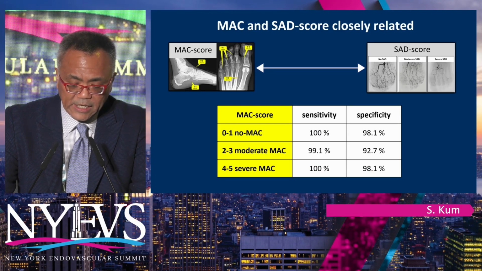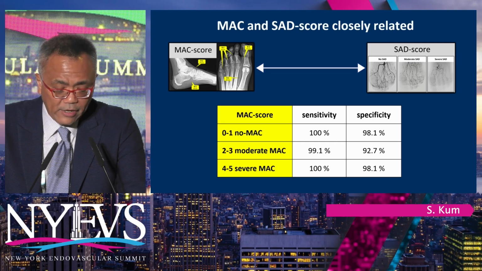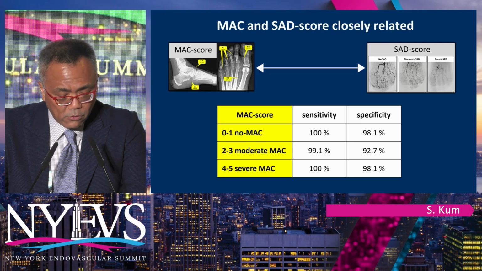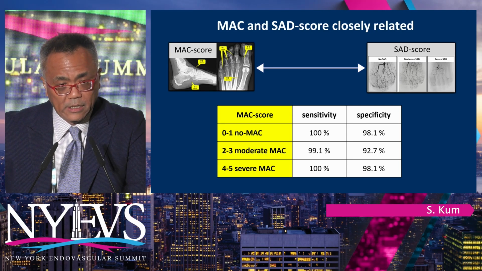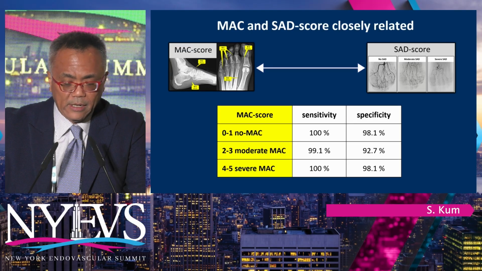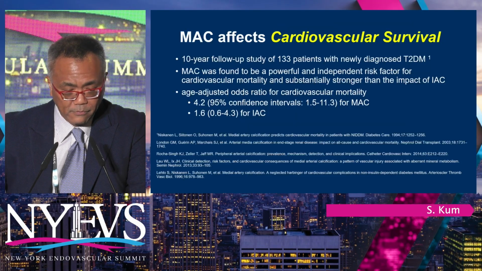What he did was, in the same group of patients, he looked at the MAC score and the angiographic score, and found that they correlated very well in terms of the no MAC, moderate MAC, and severe MAC. You can see the sensitivity and specificity was pretty good. So you can take a plain X-ray and you can predict the amount of small artery disease on angiogram just by looking at the X-ray.